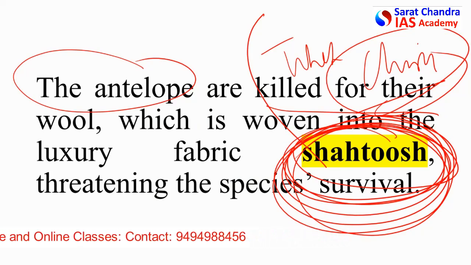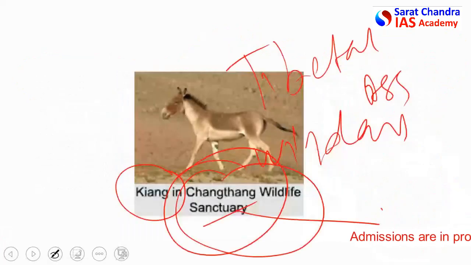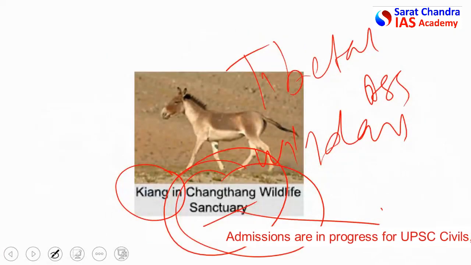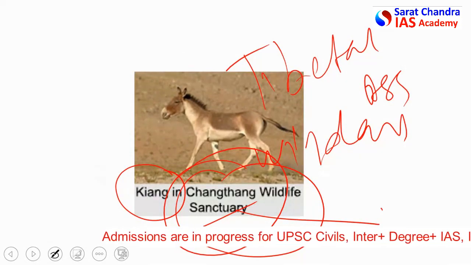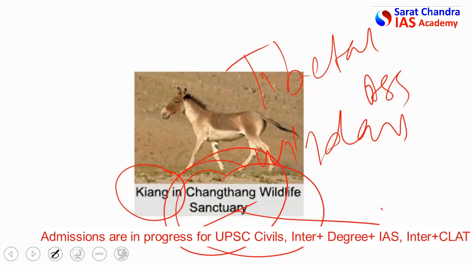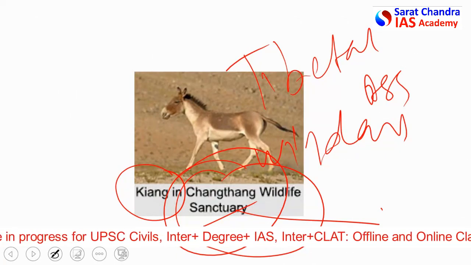We discussed the Chiru. We studied about the Tibetan antelope that is called the Chiru. We studied about the Tibetan wild ass, that is also called the Kiang. Kiang is a very key animal in the Changtang Wildlife Sanctuary. Changtang Wildlife Sanctuary is famous for Kiang or wild ass. Very, very important. If you want to ask me any doubts, I'll get back to you.